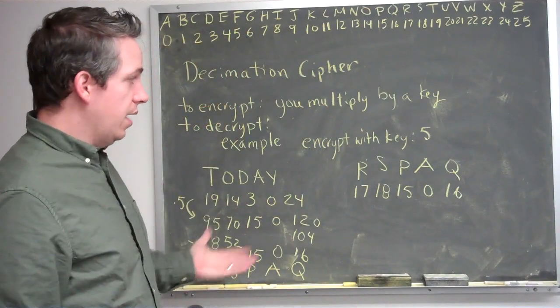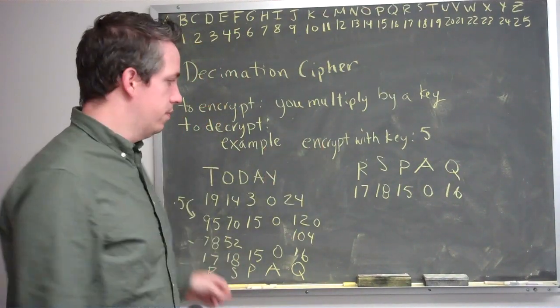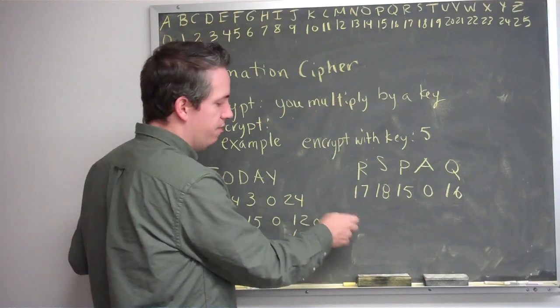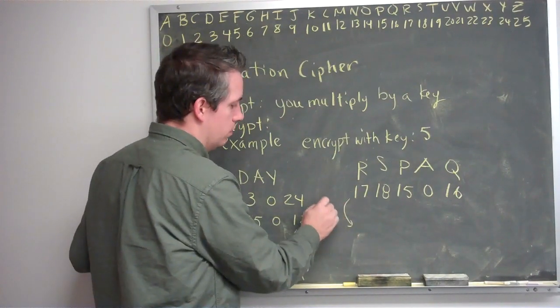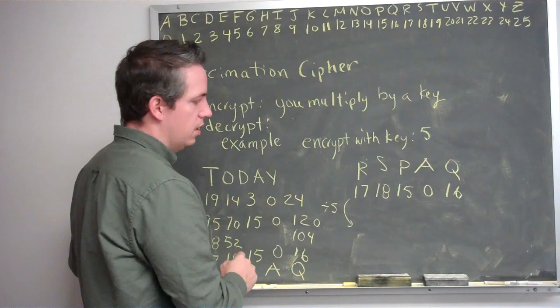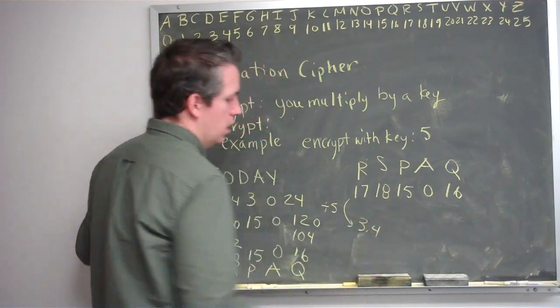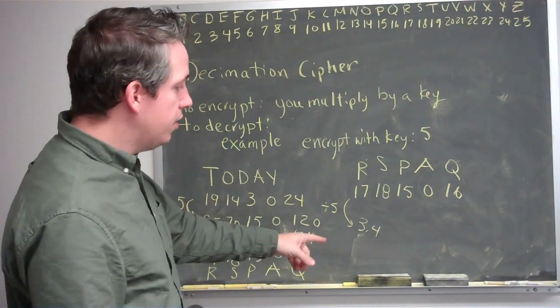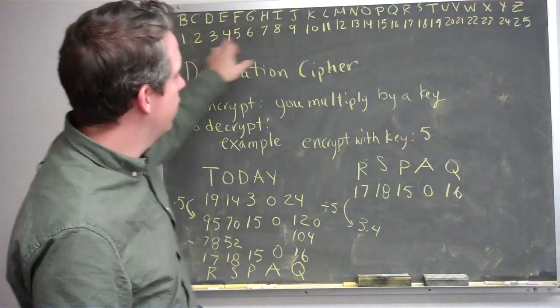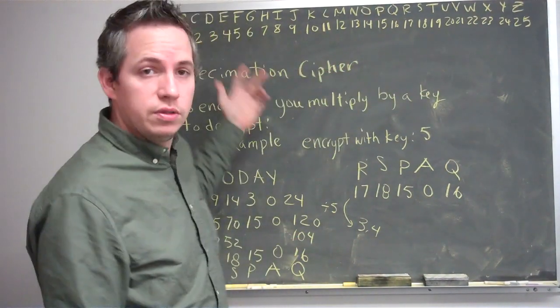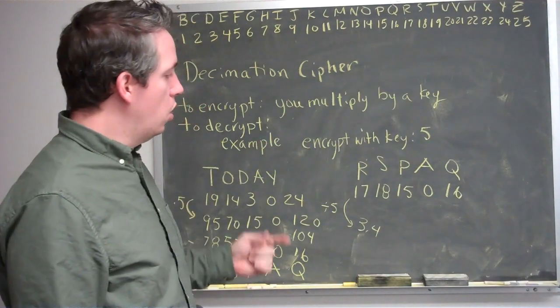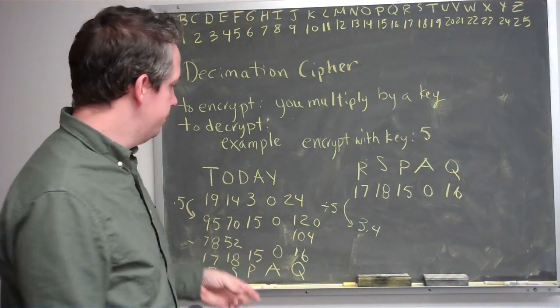I would like to divide by my key, divide by 5. But if I take 17 divided by 5, I actually get 3.4. And for the life of me, I'm not going to be able to look up on this list and find 3.4. There is no letter associated with 3.4. So I've got to do something slightly different.